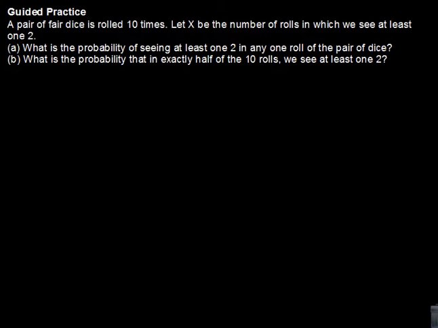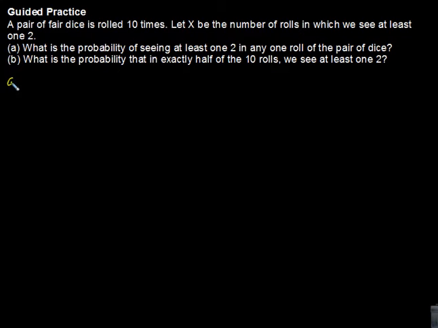All right, so let's look at this. We have a pair of dice. So now we have 2. They're being rolled 10 times. And X is the number of rolls in which we see at least one number 2. So what is the probability of seeing at least one 2 in any of the rolls?